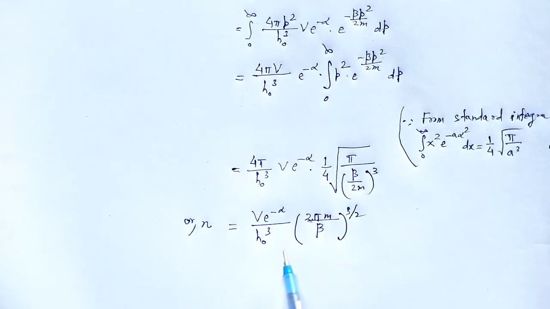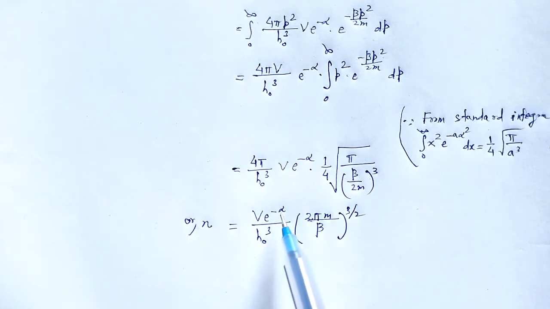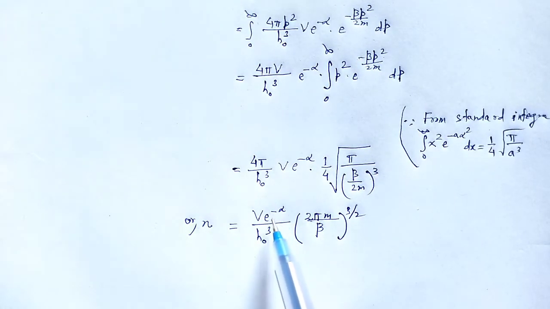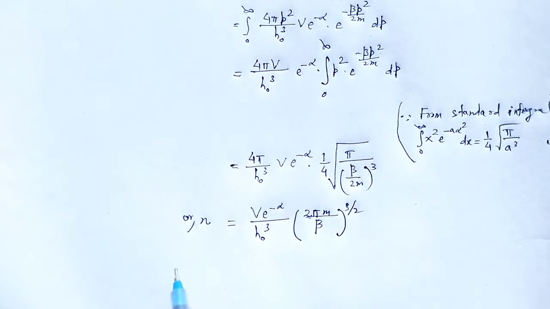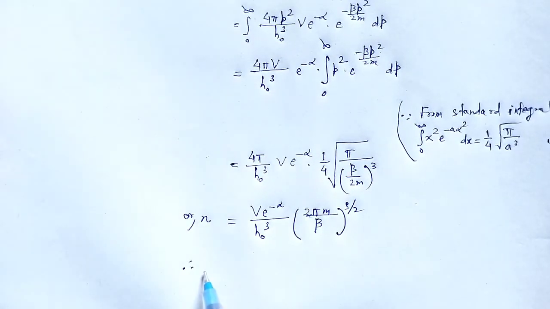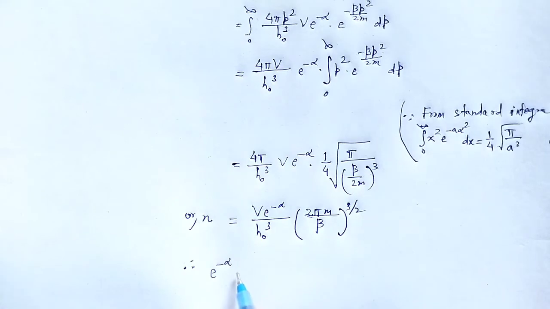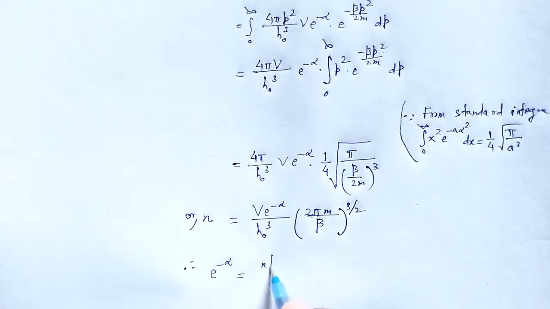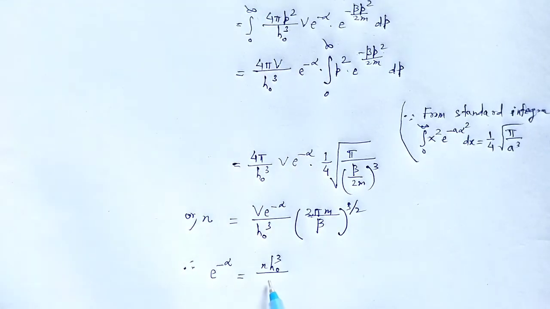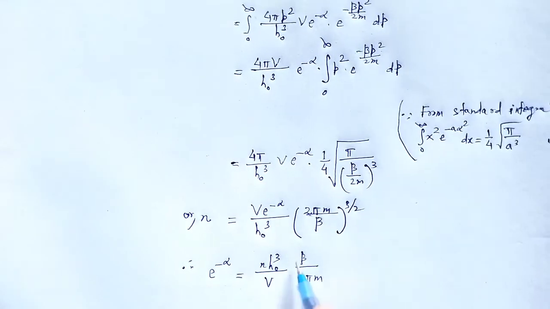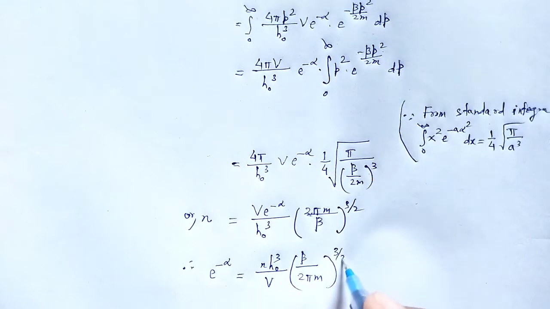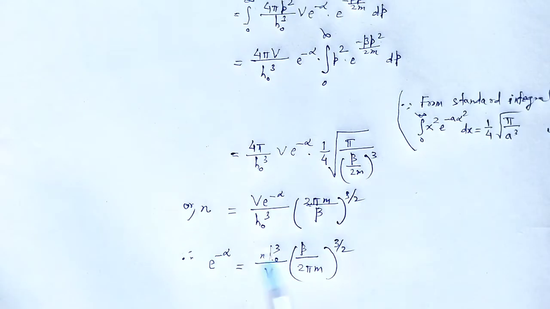This is the total number of molecules. From this total number of molecules, we can consider e to the power minus alpha. Our aim is to calculate the constant alpha. So e to the power minus alpha will be, therefore, e to the power minus alpha will be how much? N h naught cube divided by V, beta divided by 2 pi m to the power 3 by 2. This is the value of e to the power minus alpha.